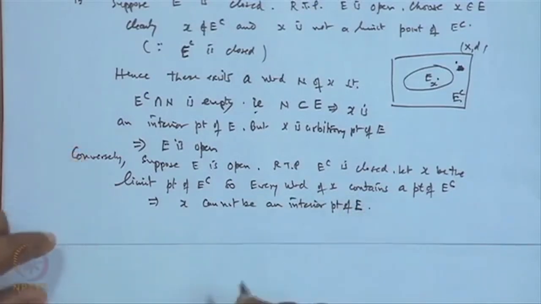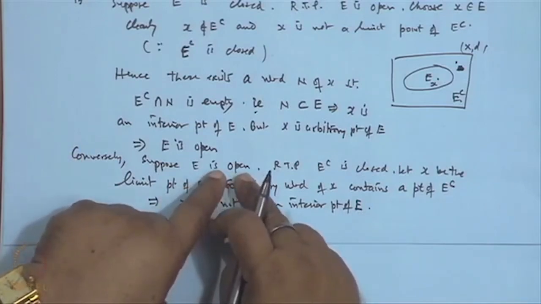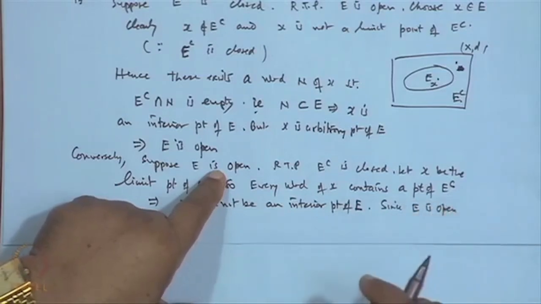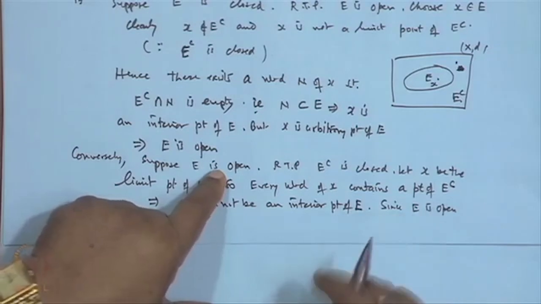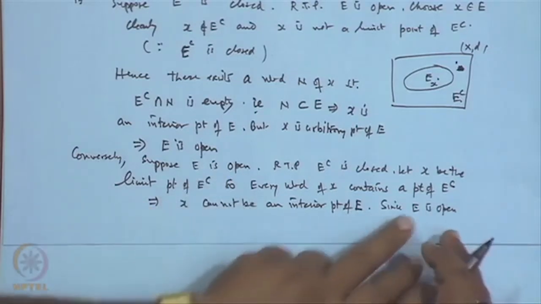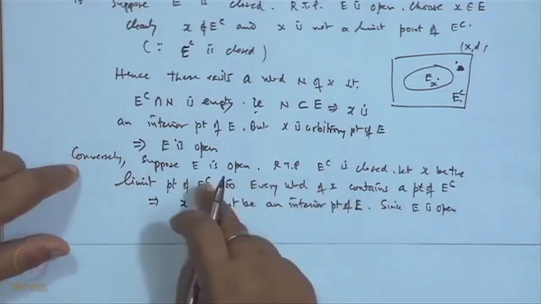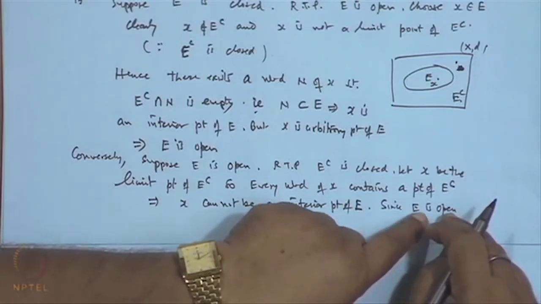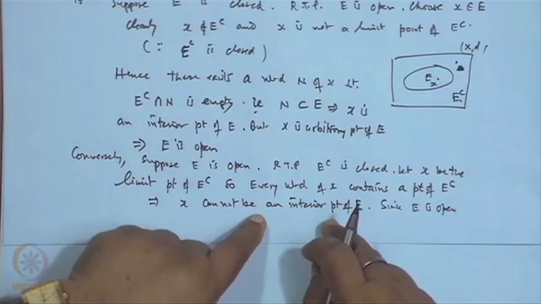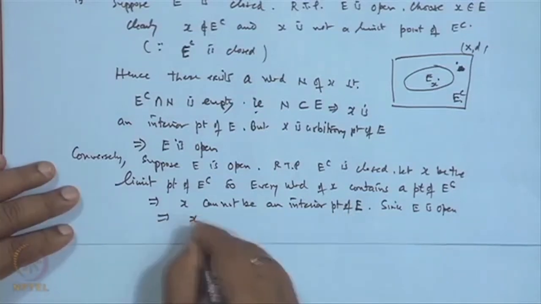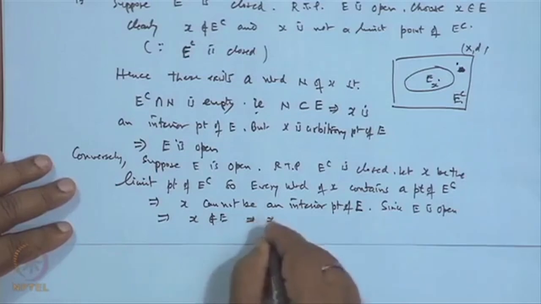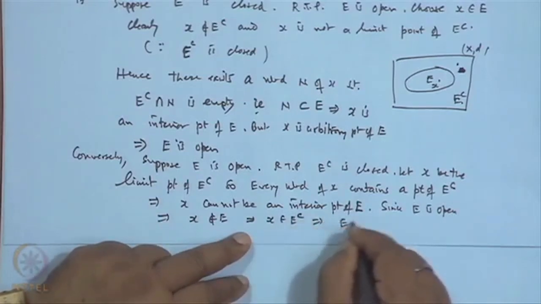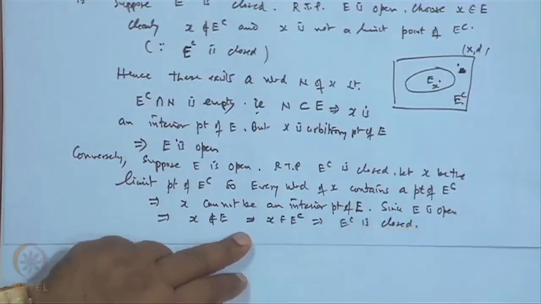Further, what is given is that E is open. What does that mean? If x is a point in E, then because E is open, x must be an interior point. But here we have shown x is not an interior point. Therefore x cannot be in E, so x will be in E complement. This follows that E complement is closed. That is what is proved.